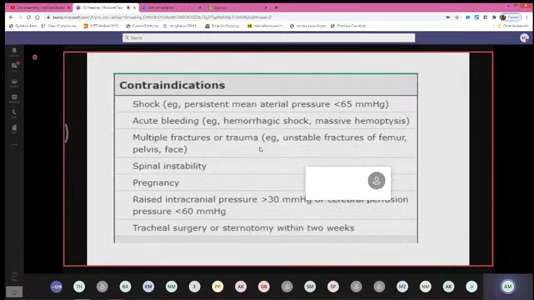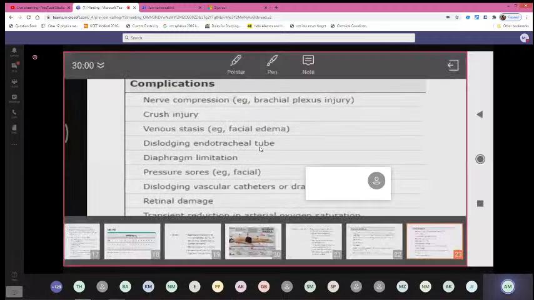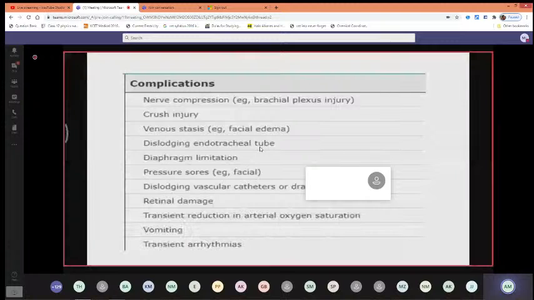Contraindications to proning, I'll not go into much detail, but I want you to know what the complications of prone ventilation are. As I said, because it's a very difficult position to lie in, you have nerve compression, then crush injury because the muscle gets crushed there, and venous stasis.